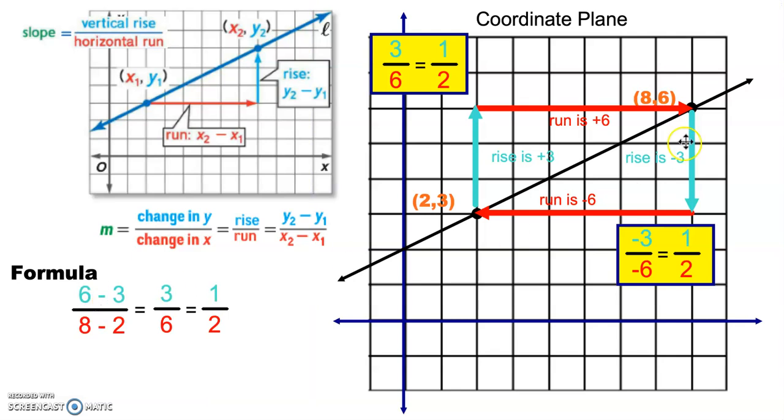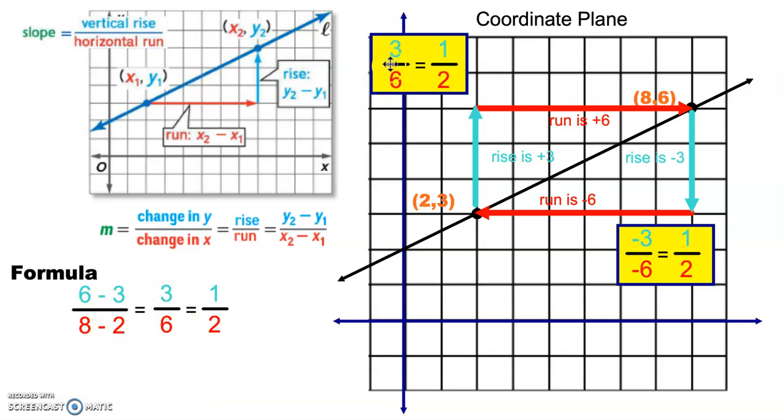So that's going to look like y2, which is the y value of the second point, minus y1, so that's where we get the 6 minus 3, over x2, which means the x from the second point, minus x1, which is the x from the first point, which is where I get 8 minus 2. That gives me 6 minus 3 on top, which is 3. 8 minus 2, which is 6.